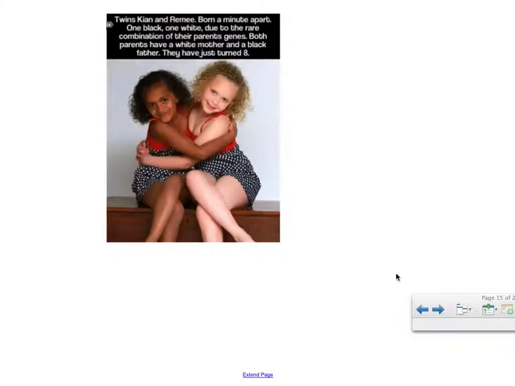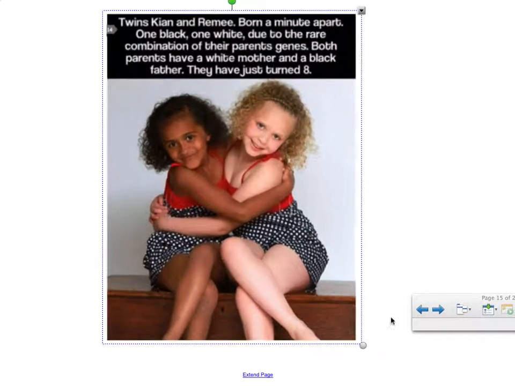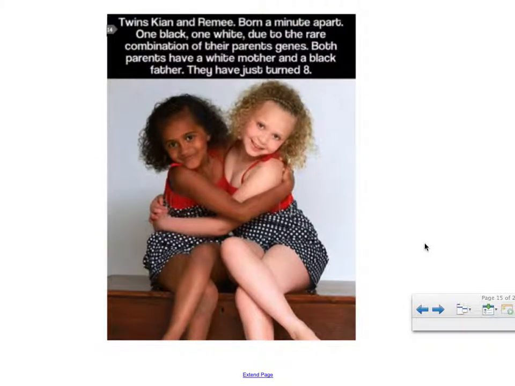It is also possible that siblings may not look anything alike. Why? Why will siblings possibly not look alike? Exactly. It is also a possibility that twins won't even look alike. So here are some examples of a black and white twin. They're born a minute apart. They are twins. They have a white mother and a black father. This is how they came out.